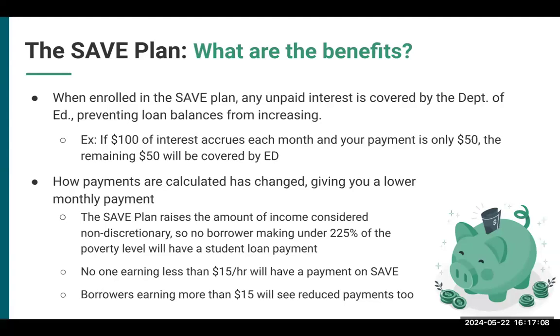What it works out to is that no borrower who earns less than $15 an hour will have a student loan payment on Save. Borrowers who earn more than $15 an hour will likely still see savings if they switch, since less of their income is included when calculating their payment.